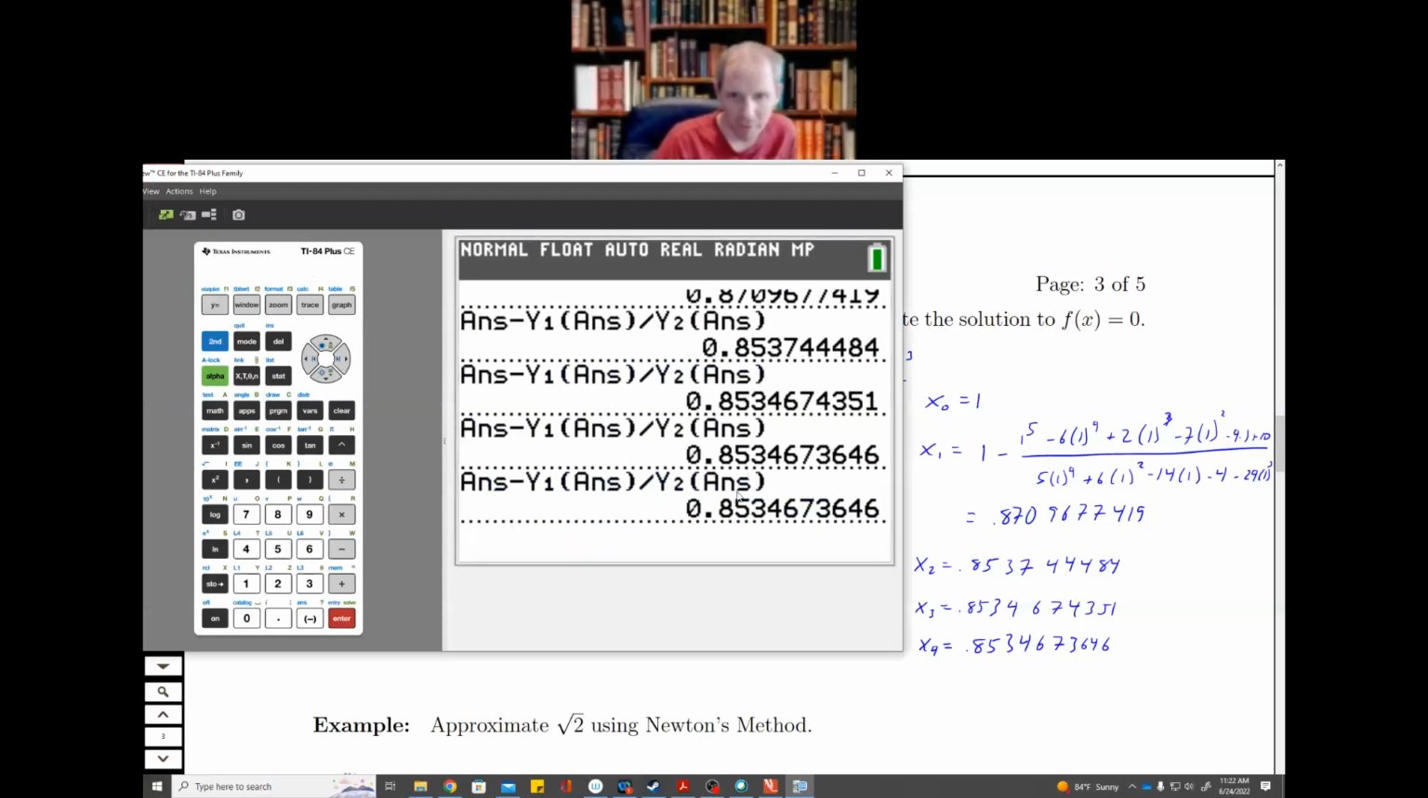And then when I go to my next one, all of the digits are the same, which means every time I hit this, they're always going to be the same. So that means that after 4 rounds, I actually have 10 decimal digits of accuracy.